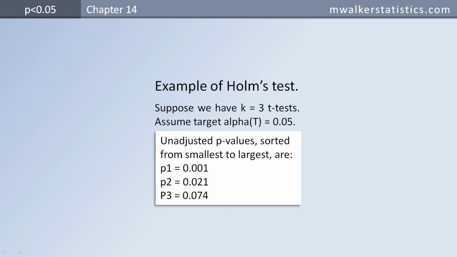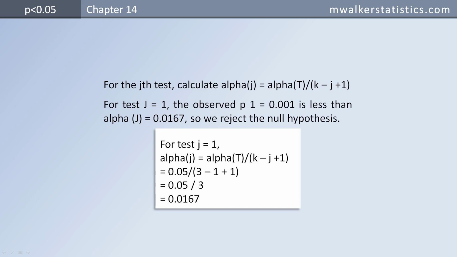Example of Holmes test. Suppose we have k equals 3 t-tests. Assume target alpha t equals 0.05. For the jth test, calculate alpha j equals alpha t over k minus j plus 1. For test j equals 1, the observed p1 equals 0.001 is less than alpha j equals 0.0167, so we reject the null hypothesis.